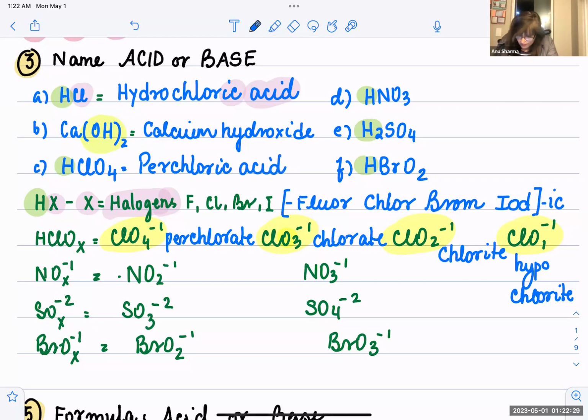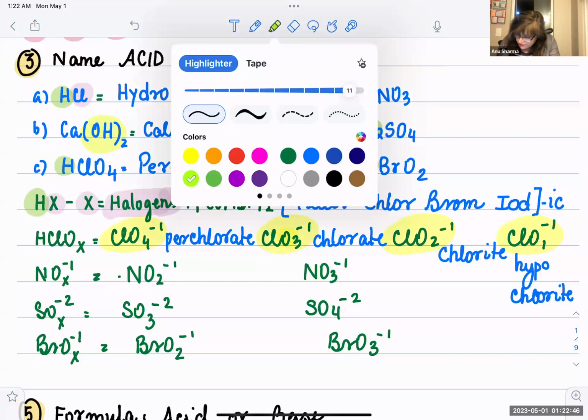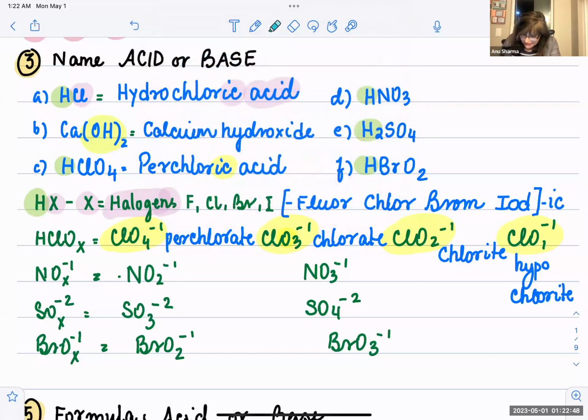Now, in this case, the ending is in ic. Why? Because it's a higher oxidation state. Now let's understand the higher oxidation state a little bit more. In this case, you have NOx, where x is the number of oxygen atoms, 2 or 3, with a -1 charge. So we commonly hear nitrate, but then there is nitrite also.